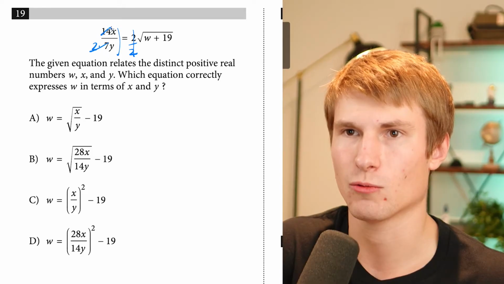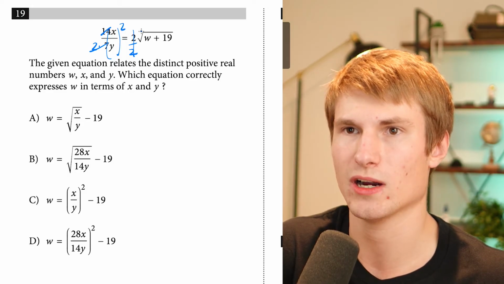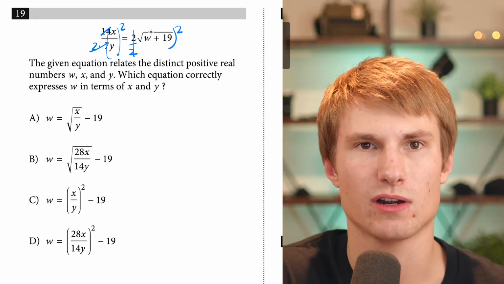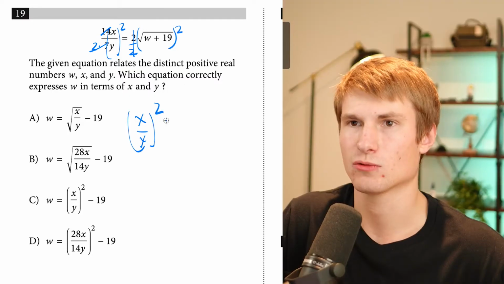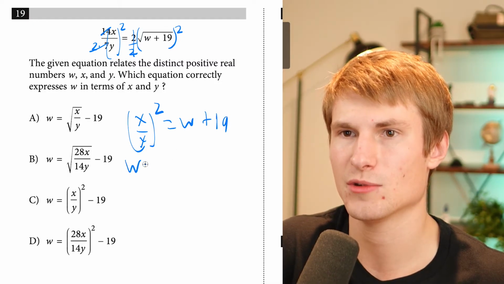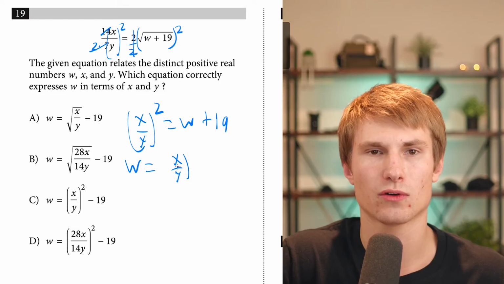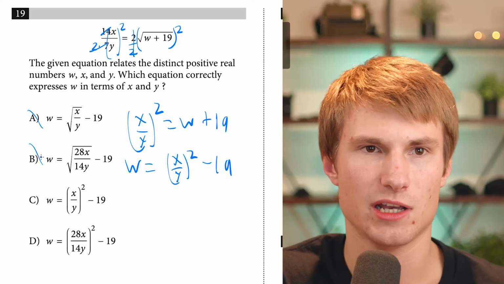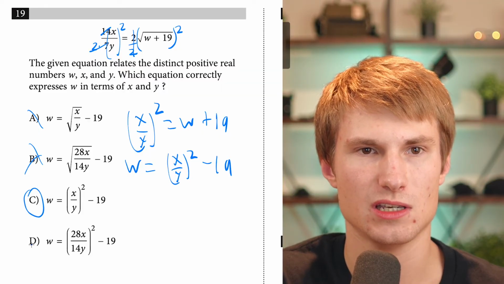Now I've got X over Y. From there, I'm going to square both sides. We have X over Y all squared, and then we square the square root to get rid of it. So I end up with (X over Y) squared is equal to W plus 19. I'll subtract 19 from both sides to get the value of W. That gets me W is equal to (X over Y) squared minus 19. If we look at our answer choices, that doesn't match A, doesn't match B, does match C, so C will be our answer there.